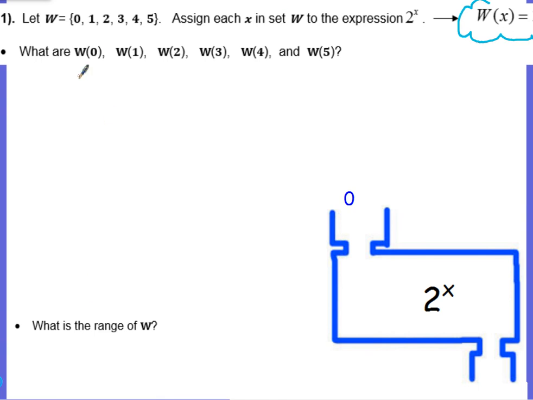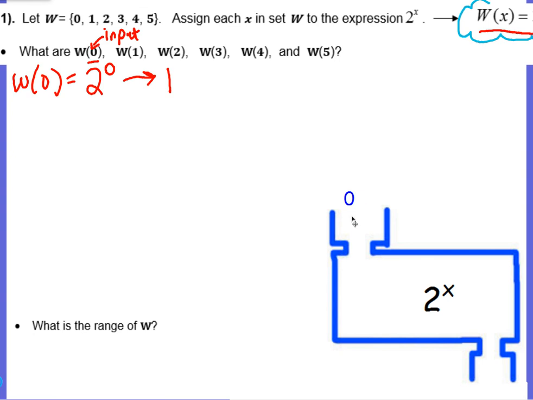So to evaluate the function w, where 0 is the input, we are going to reuse our function notation, inputting 0 everywhere we see x. So in this example, we just need to do 2 to the 0 power. Do you remember what that equals? If you guessed 1, you are correct. Anything to the 0 power is 1.